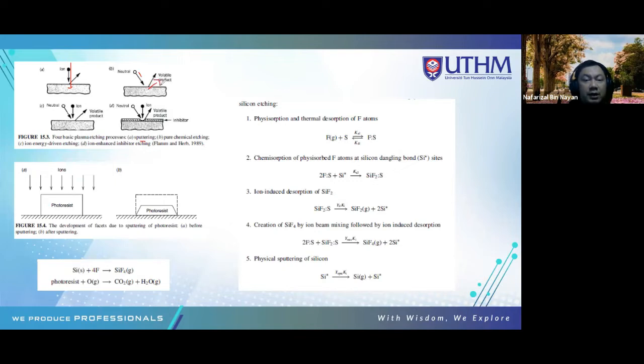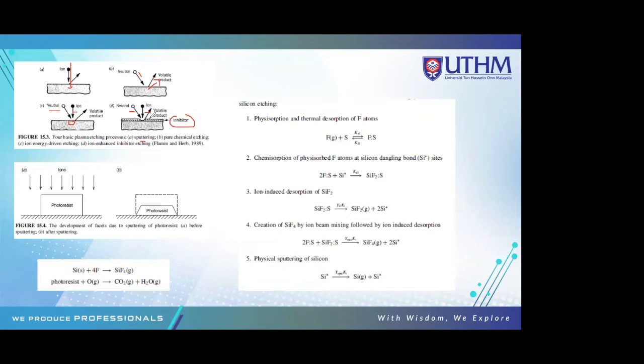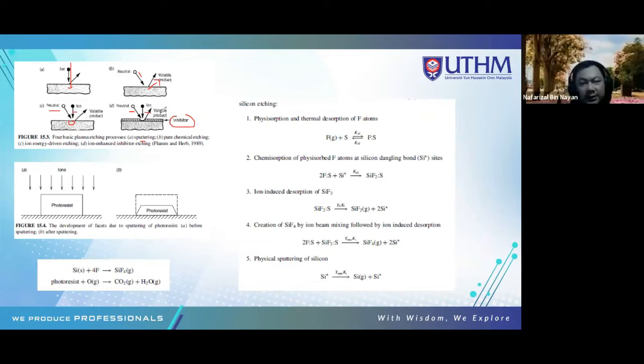It will remove the chemical. They have a chemical reaction. And then sometimes the neutral and the ion also react with the sample. And sometimes you have the neutral, the ion, and something to prevent the material. So this is also etching.